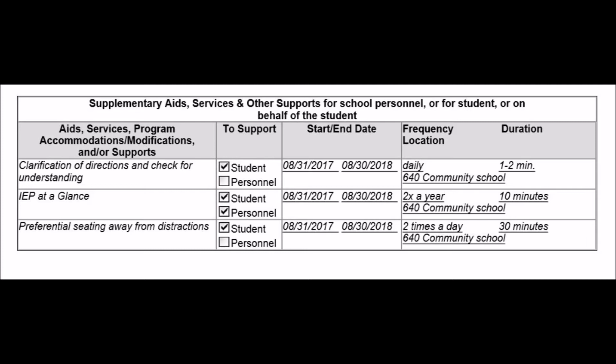Jane is also to have preferential seating away from distractions. Other examples of supplementary aids and services could be extended time, testing in separate locations, requests for breaks, and use of manipulatives and visuals. Again, each IEP is tailored to the needs of the individual student.